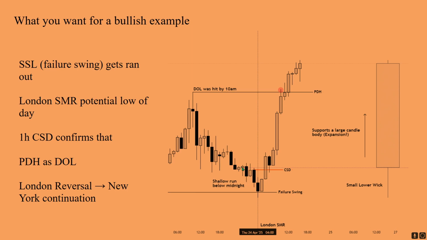New day open, midnight, small run into the failure swing, change in the state of delivery, small lower wick. This is the daily candle, by the way, being printed. We have our drawn liquidity above, and it was hit by 10 a.m. London reversal, 4 a.m. smart money reversal, New York continuation, small lower wick, supports a large candle body, which is expansion.